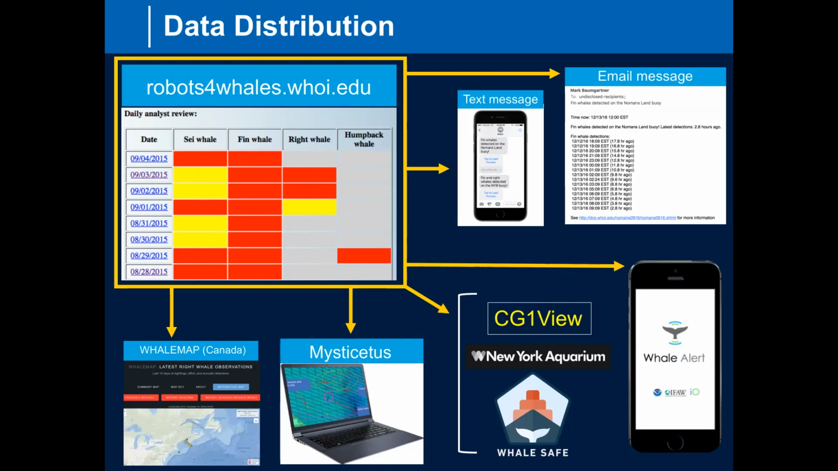So the Whale Alert app is one, the Coast Guard's CG1 View, New York Aquarium is doing this, the Whale Safe program on the West Coast, Mysticetus, I think not live, but we do. Right, yeah, Packham does it. Whale Map in Canada, Hanson Johnson's system. So lots of different places come in and grab data from Robots for Whales.